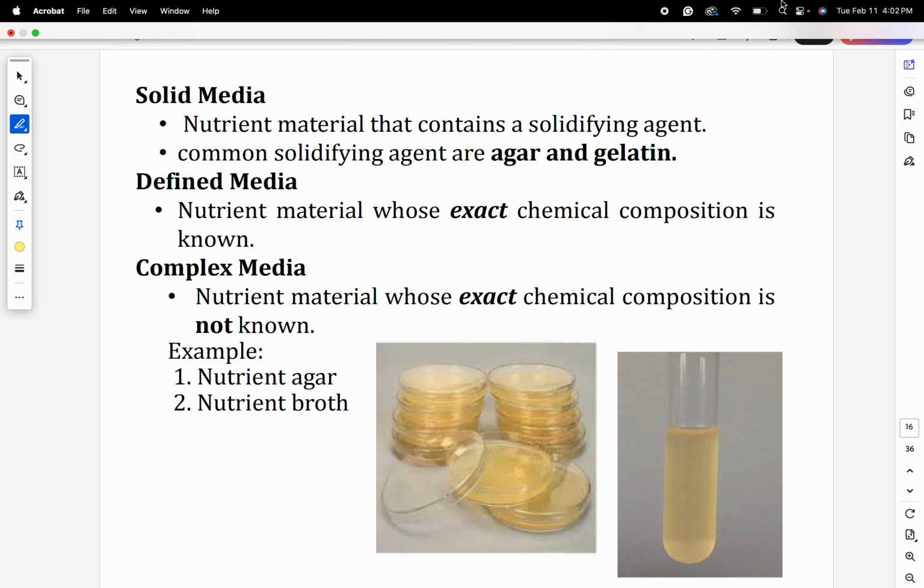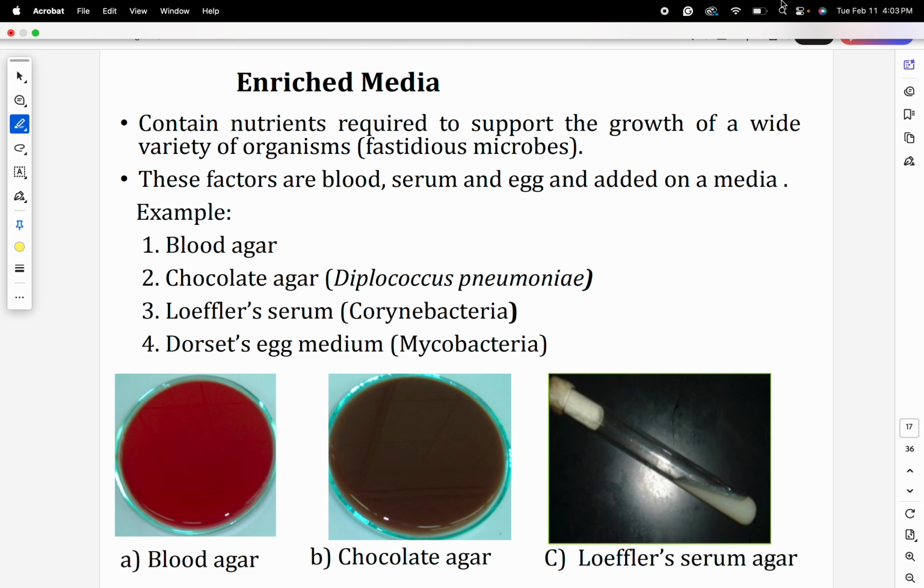Then, chemically defined media are those that include the exact chemical composition of their ingredients. Complex media are those with nutrient ingredients whose exact chemical composition is not known, like nutrient agar or nutrient broth. Those are two examples of chemically complex media. Then we also have enriched media as an example of solid medium, which we use to support the growth of fastidious microbes, so microbes that have special requirements. Some examples of enriched media include blood agar, chocolate agar for the growth of Diplococcus pneumoniae, Loeffler serum for the growth of Corynebacterium, and Dorset's egg medium for the growth of Mycobacteria.